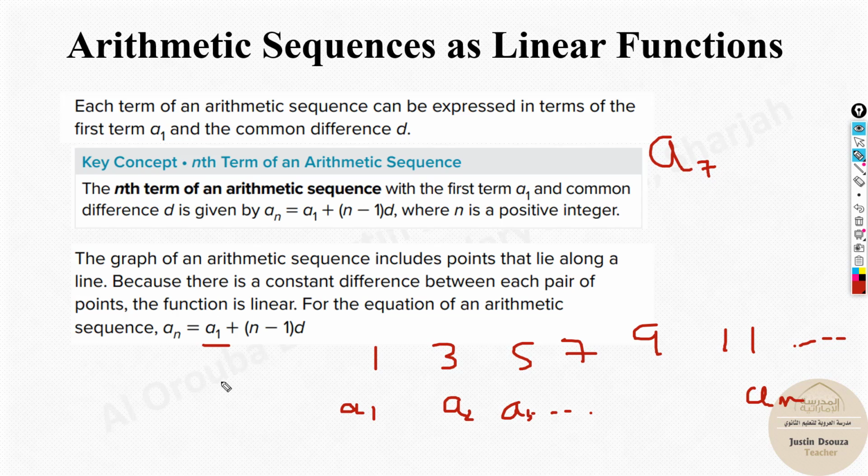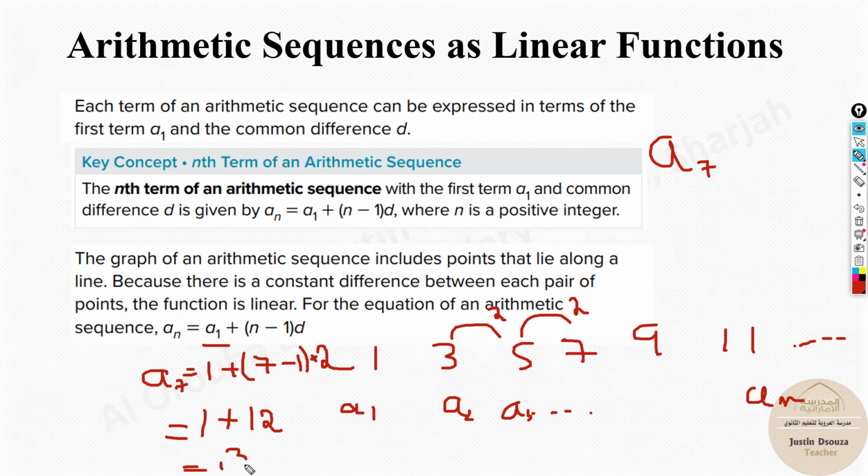What do I do? All I need to do is n will be 7, plug in the first value a1, that is 1, plus how many terms are there? What is n? Sorry, n is the seventh term I want, minus 1. What is this d? Common difference, it's 2, right? I'm adding 2 everywhere, so multiply this by 2. You can directly put this in a calculator and get the answer, or we can solve it over here. 7 minus 1 is 6. 6 times 2 is 12. So the answer must be 13.